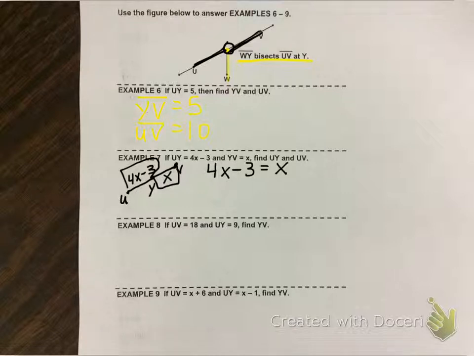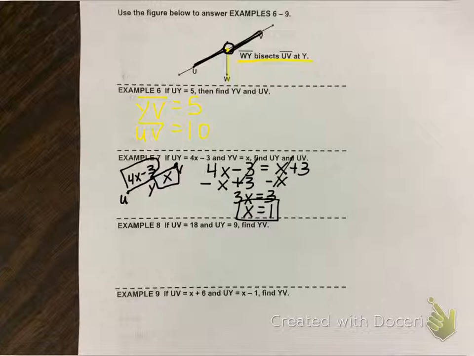It's up to you which method you use, but I would have moved the 3 first. That made those go away. Then I'd want to move the x to the other side. So the x's go away, and I'm just left with 3x on the left and 3 on the right. So what would the value of x be? x is 1.